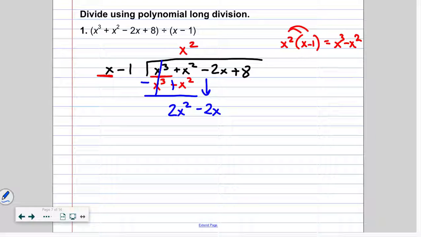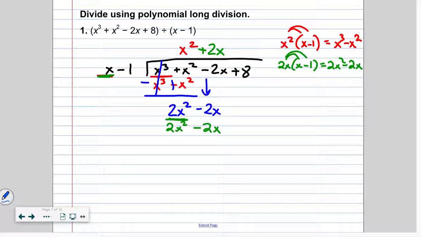Okay, and we're going to repeat the process. Look at the first ones. x and 2x squared. x times what is 2x squared? It would be 2x, so that goes next. Now we take the 2x times x minus 1. I'm just showing you over here on the side what I'm doing for the bottom. 2x times x is 2x squared. 2x times negative 1 is negative 2x. So we go 2x squared minus 2x.